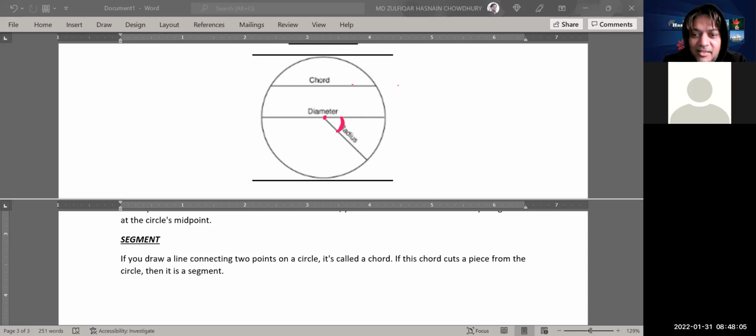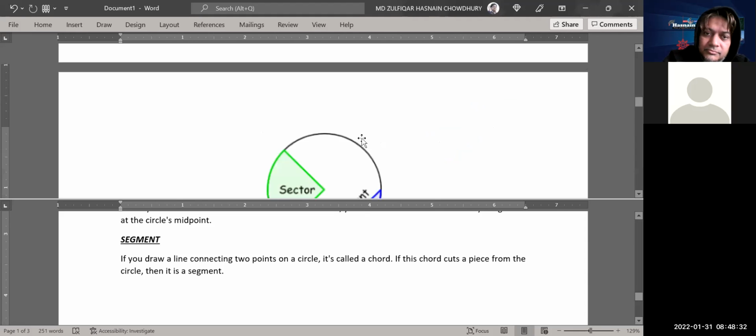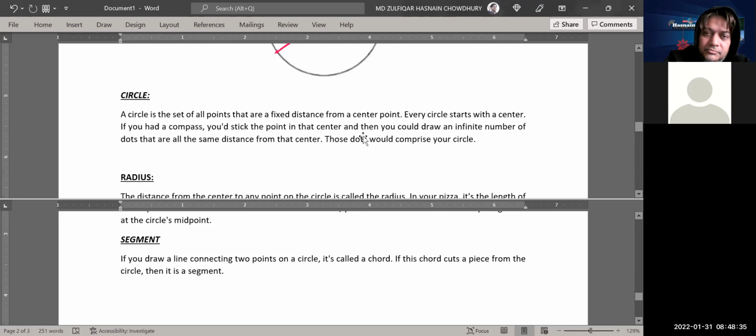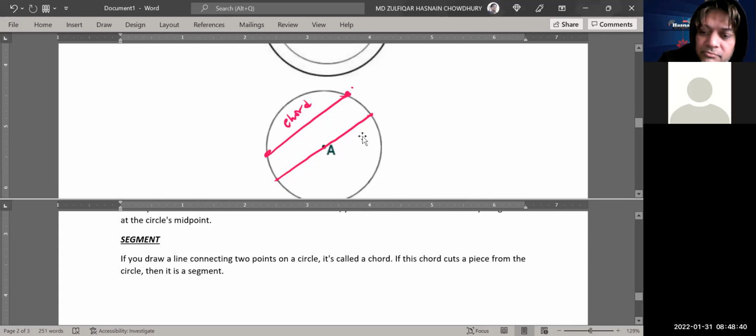What is the name of this angle? A central angle? It's called a central angle. Okay.